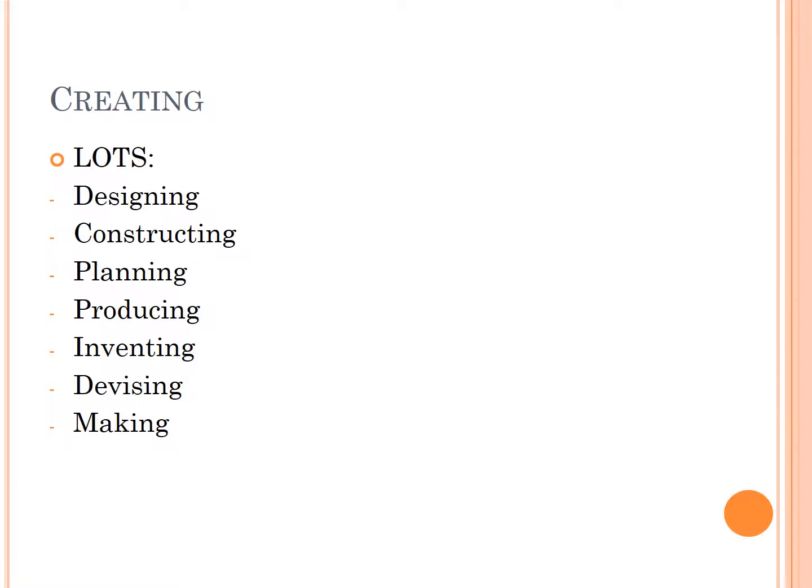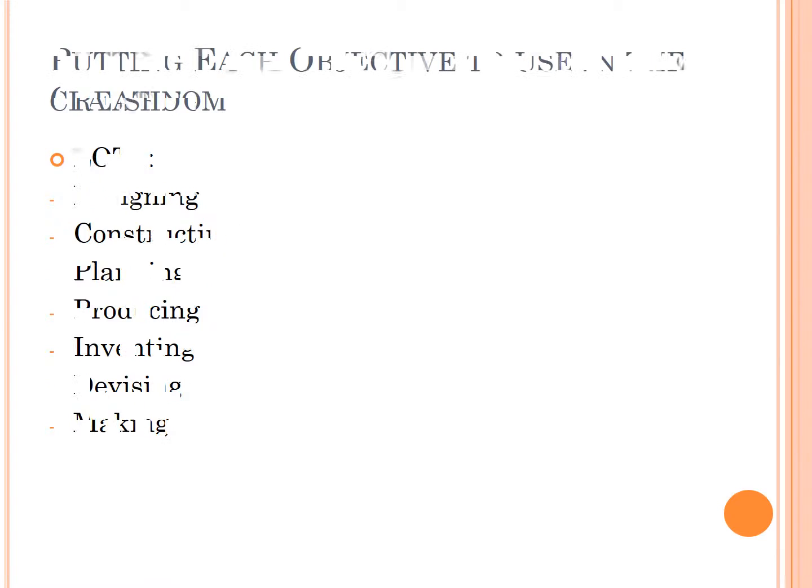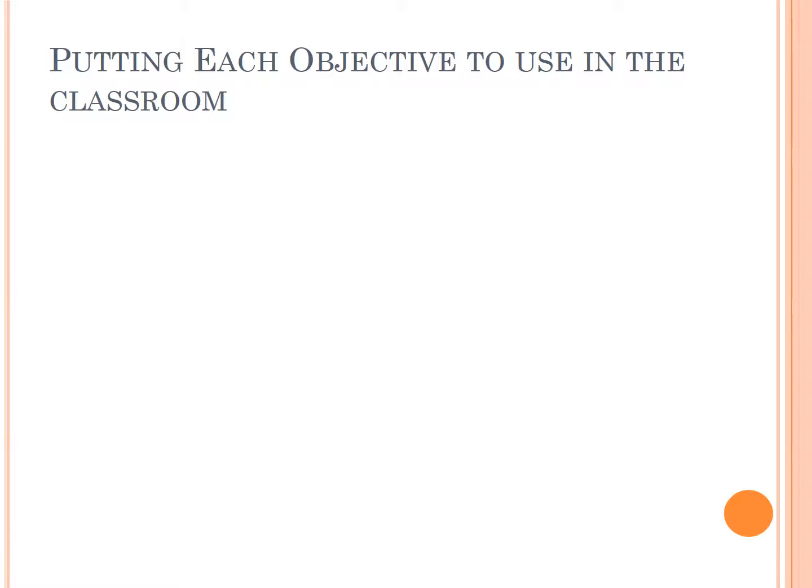The sixth and final step is creating, which allows students to take what they have remembered, understood, applied, analyzed, and evaluated, then make it their own. LOTS include designing a model of the Eiffel Tower, constructing, planning, producing a short video, inventing a new genre of music, devising, and making. Creativity involves all of the other facets of Bloom's taxonomy and leads them to produce a final product.